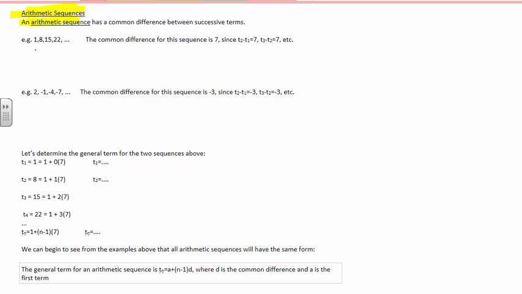So here, term 1 is number 1, term 2 is 8, term 3 is 15, and term 4 is 22. The common difference for this sequence is 7, and the best way to see it is take the term in front and subtract it by the term behind. So that equals 7. So checking the pattern, 15 minus 8, that's 7. So you can see the common difference between each term is 7. That's what we're adding by each time.